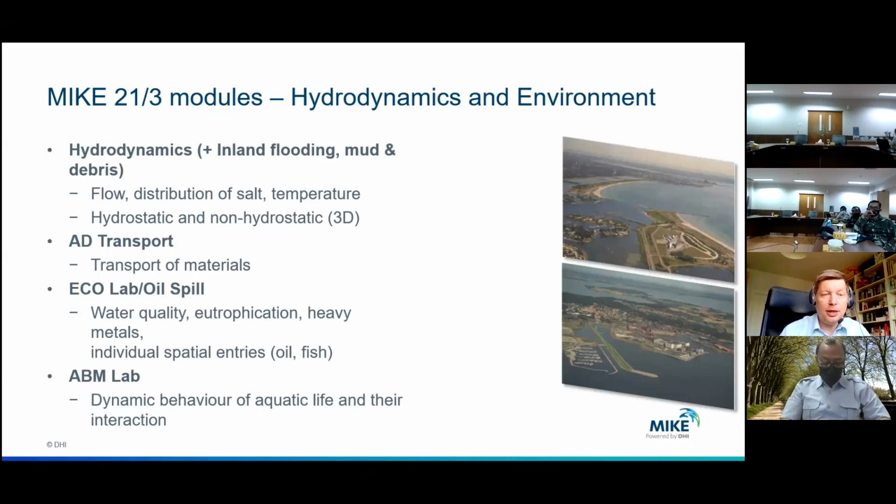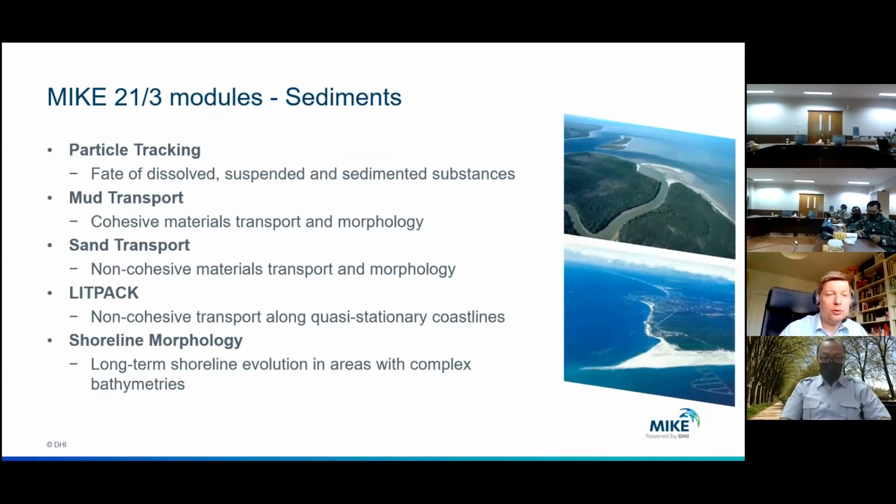We have, of course, the Ecolab and oil spill, which is for water quality, eutrophication, heavy metals, individual special entities, for example, oil and fish. We also have the ABM lab, the agent-based model lab, which is about the dynamic behavior of aquatic life and the interaction among them and also with the environment. Then we have the particle tracking module, which is for the fate of dissolved, suspended, and sedimented substances. And we also have the sediment transport modules: the mud transport for cohesive materials and morphology, and the sand transport for non-cohesive coarser materials, their transport and morphology feedback on the bathymetry.